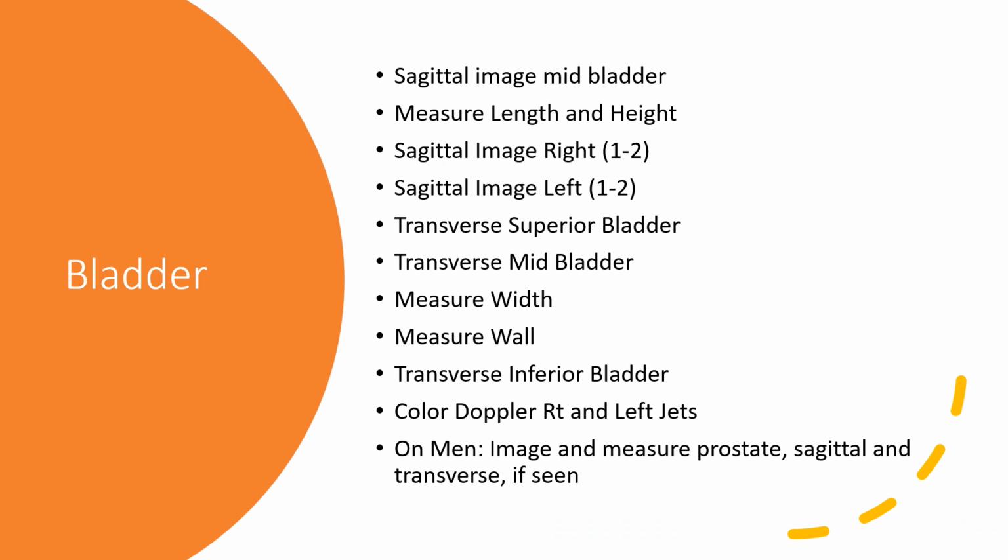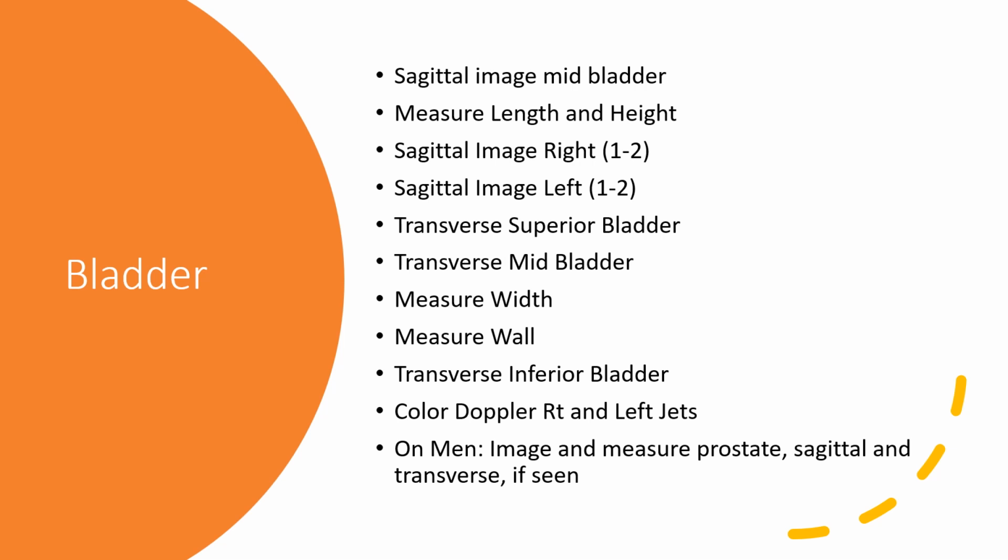Once we have both kidneys, the aorta and the IVC, we're going to move inferior to the bladder. You want your patient back supine for this if you rolled them for the kidneys. And you're going to get a sagittal image of the mid-bladder. You're going to get a length and a height there. And you want a couple images to the right, 1 to 2, and then you're going to take a couple sagittal images to the left, 1 to 2.